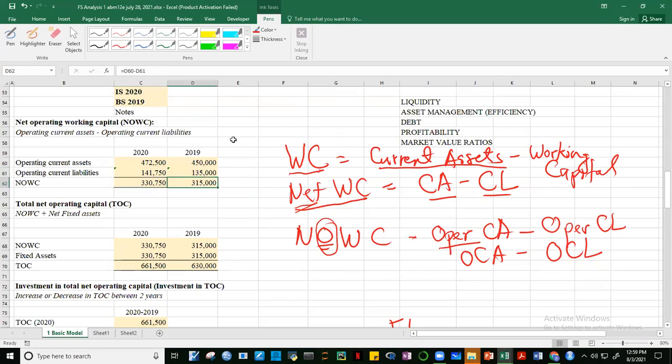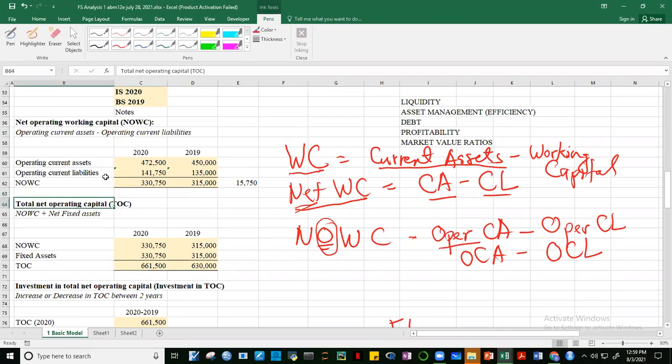NOWC at the beginning of the year was 315. At the beginning of 2020, 315 siya, which is the ending of 2019. So at the end of the year, it was 330. It means that the company invested, kung kunin natin difference na yan, 15,750 in terms of operating working capital, nadagdagan ng 15,750.